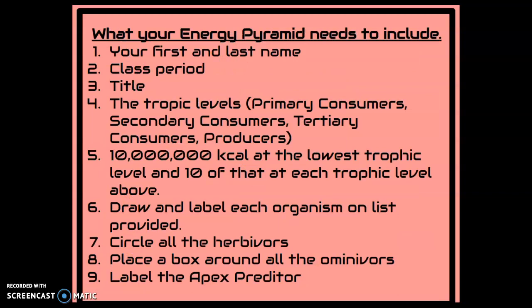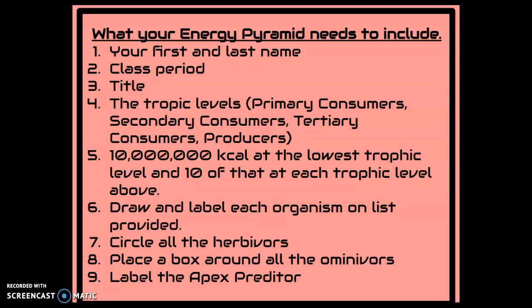Here are the directions. So I'll just read over these directions. What your energy pyramid needs to include. You need to have your first and last name on that slide. So really, you're not going to make a slide. You're going to make a picture. You can take a sheet of notebook paper or construction paper, something that is light colored so you can draw on it. You may color this. It's not necessary for you to color it, but you may. The first thing, like I said, is your first and last name on it, and then your class period.